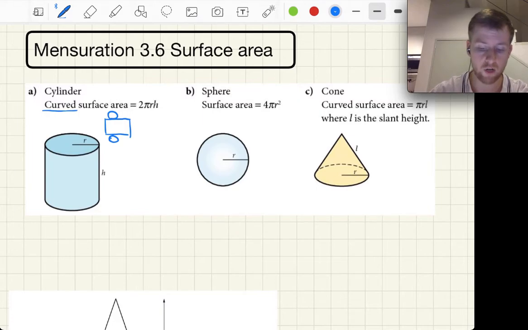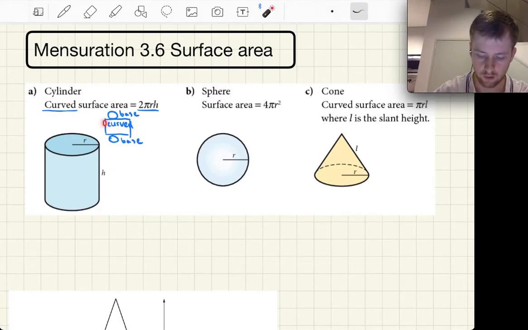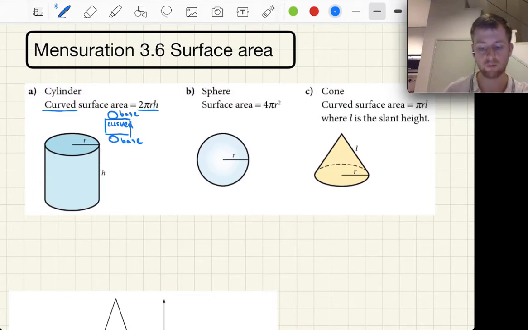So it has three parts in it, right? There's a base here, another base here, and in the center this is what we call the curved surface area. So this formula here only gives you the area of this rectangle. So for a full formula we have to add two bases. So the full formula will look like this.